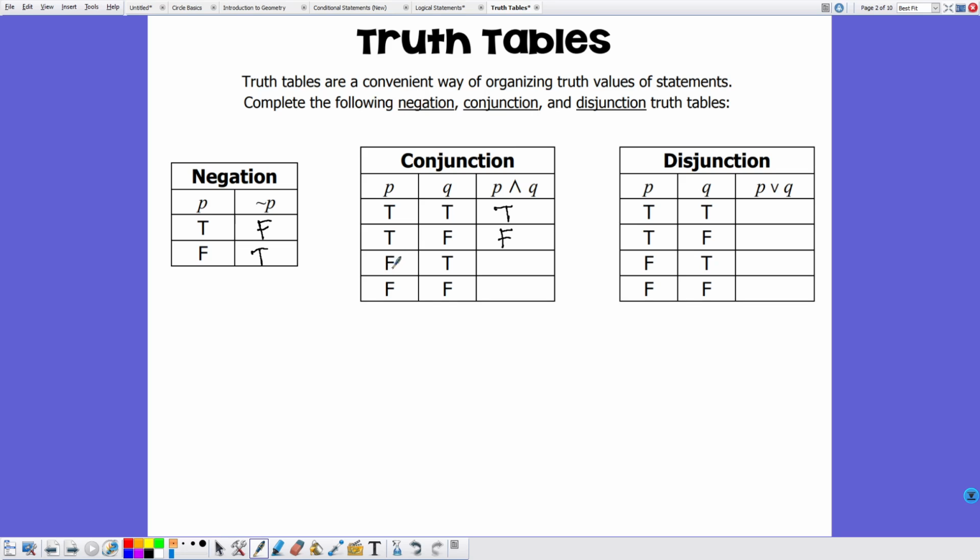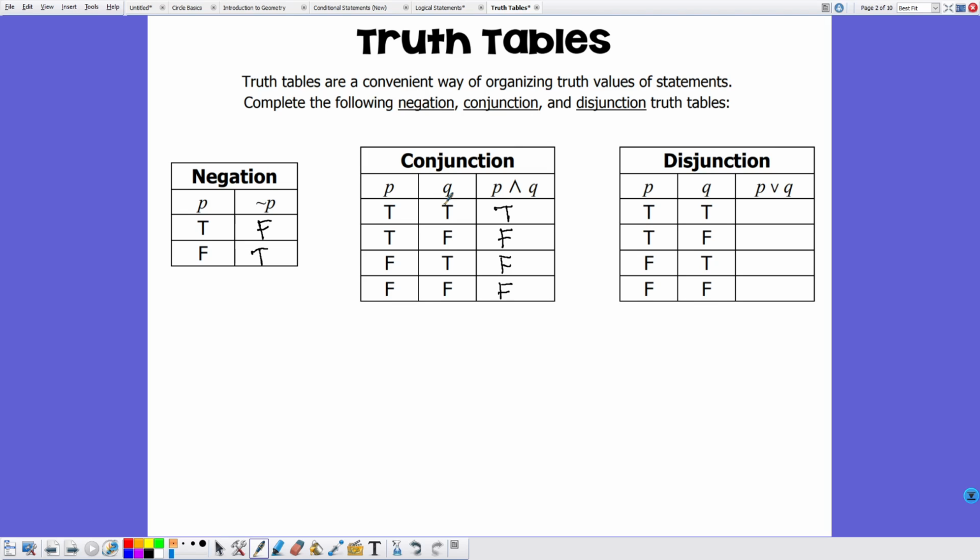Same thing with the next example. P is false, Q is true. That means the conjunction's false. And of course, when they are both false, the conjunction's absolutely false. So that's the basic gist of the conjunction table. We can see now clearly that conjunctions are true only when both of the component statements P and Q are true. With the disjunction, it's true when at least one of the statements is true.